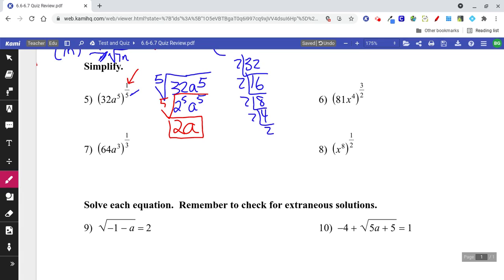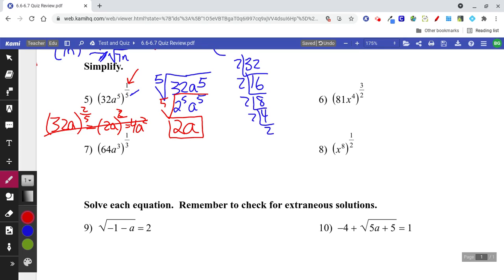All right. So, if that was 32a to the 2/5, then it'd be the same thing, 2a, but then you'd have to square it because that's the numerator. So 2 squared would be 4 and a squared right there. Okay, now that's not the problem. That's just an extra example. Number 7.